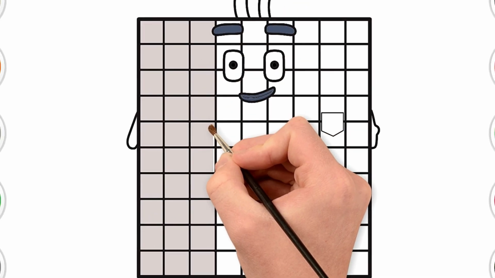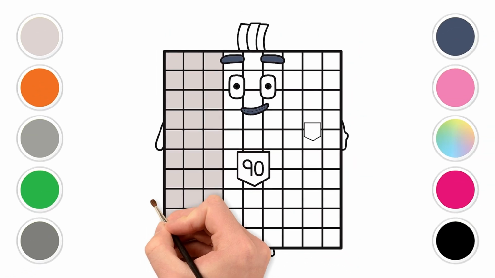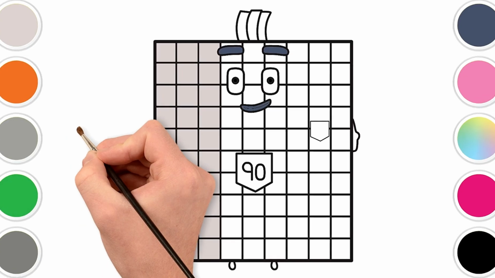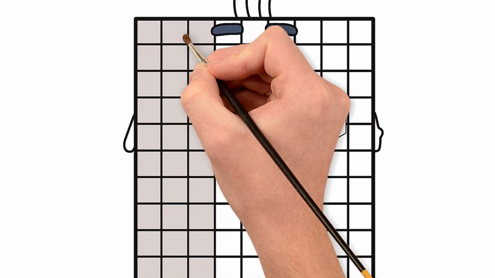Yay! So shiny. Now color the next 3 columns with medium gray. M-E-D-I-U-M-G-R-A-Y. Medium gray.